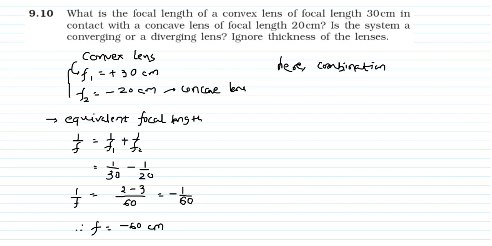30 and 20. So what is the LCM of 30 and 20? 60. Okay, see here friends, 30 and 20 का LCM होगा 60, right. So 30 goes 2 times in 60 and 20 goes 3 times in 60. So here the combination of lenses behaves as a concave lens. Okay, that is, it is a diverging lens.